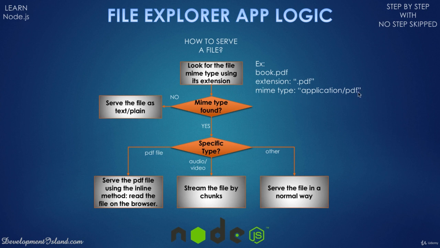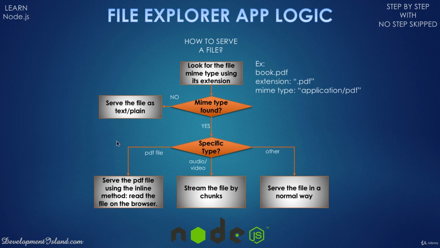Now, to get the correct MIME type for a certain extension, there are plenty of ways to do that. We will use an external JSON file to get that, and that's something we're going to come to shortly. So now you will check if the MIME type has been found. If you didn't find it, then you're going to save the file as text/plain. So we're going to consider this as a text file, and we will just read the content of the file as text.